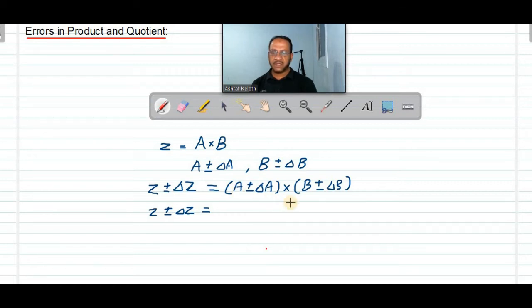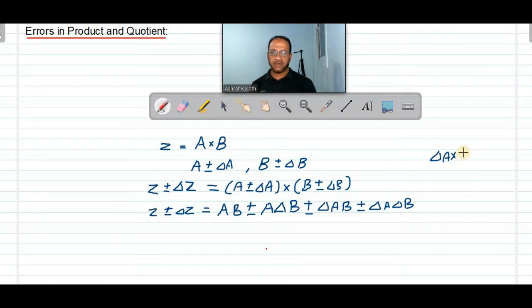So when I multiply A with B, I get AB. Then plus or minus A into delta B. Now I should multiply delta A with B. There is plus or minus here, so plus or minus delta A into B, again plus or minus delta A into delta B. This last quantity, delta A into delta B, is the product of two fractions.